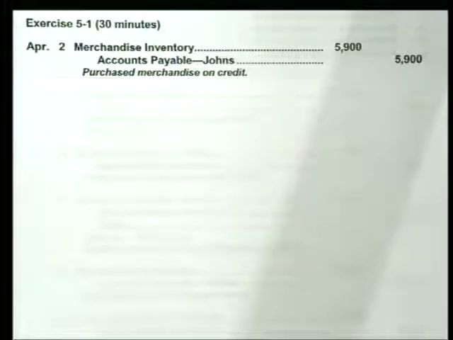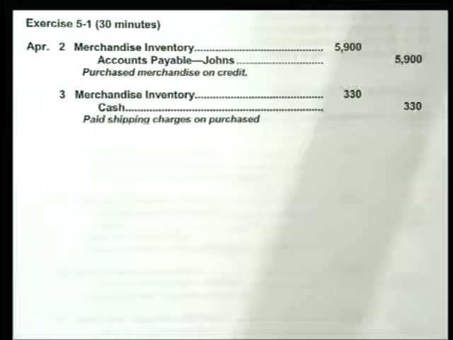April 3rd, paid $330 for the shipping charges on the April 2 purchase. Now you might think that we debit shipping expense or transportation expense or something, but we don't, do we? We debit merchandise inventory. We want the cost of transportation to be captured into the inventory asset value. Okay? So we debit merchandise inventory here.